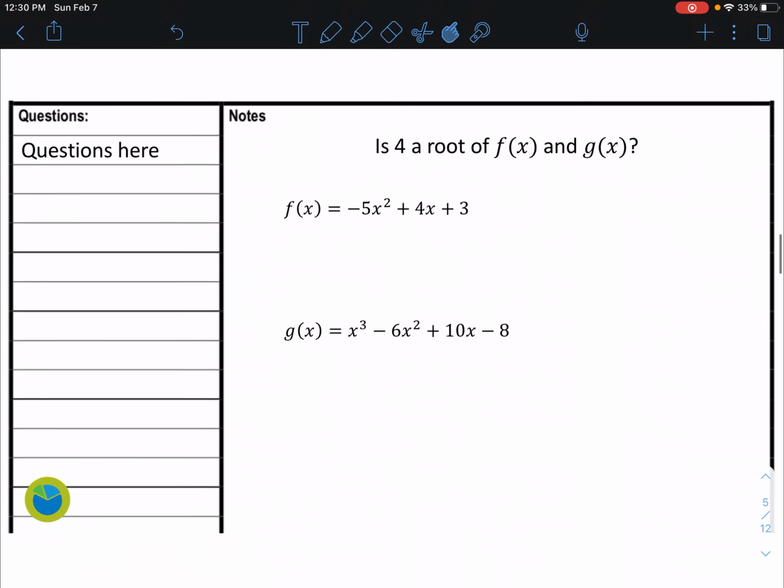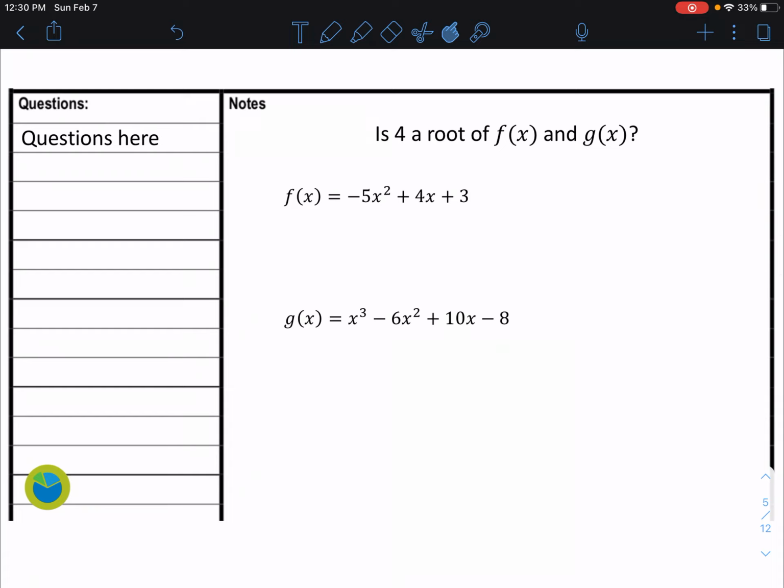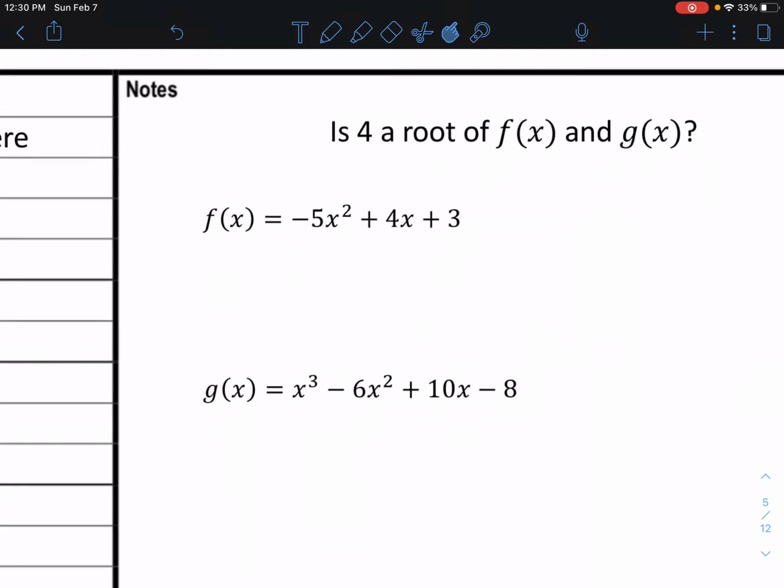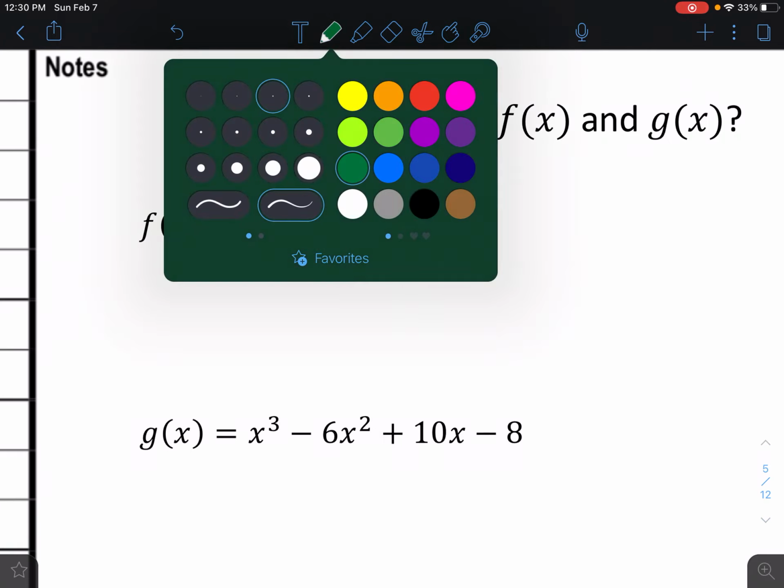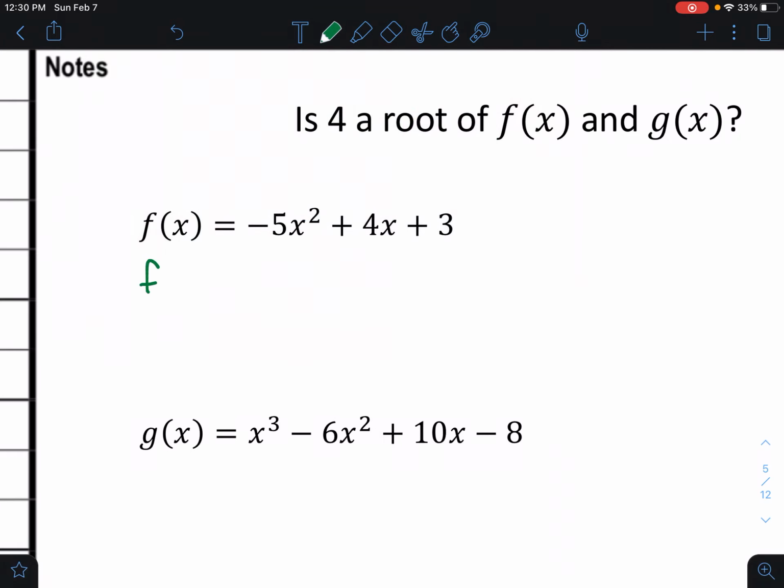So for it to be a root, it's where the function output would be 0. So how do you know if it's a root? Well, if you're given a root, you can check to see if it is by plugging it in and finding out if you get 0. So that's what we're going to do here. It says, is 4 a root of f of x and g of x? I'm going to plug this in and find out. That just means I'm going to put it in for x.